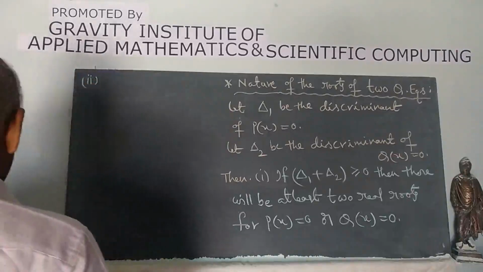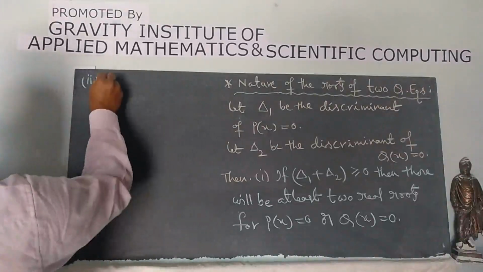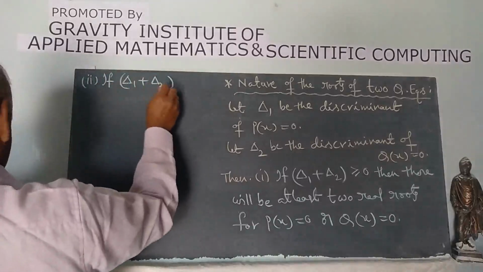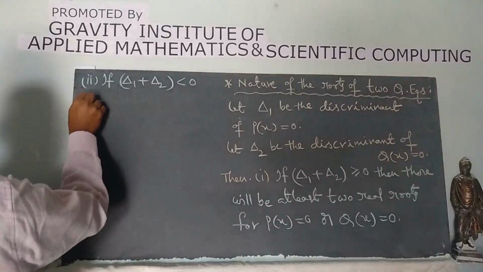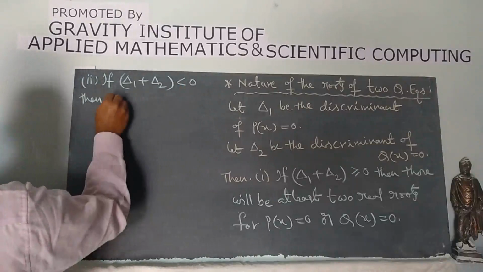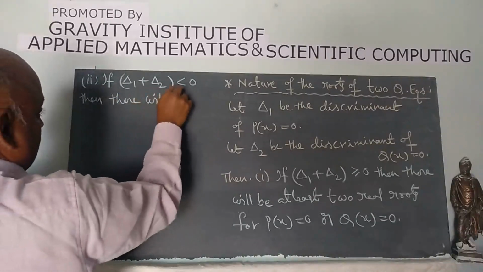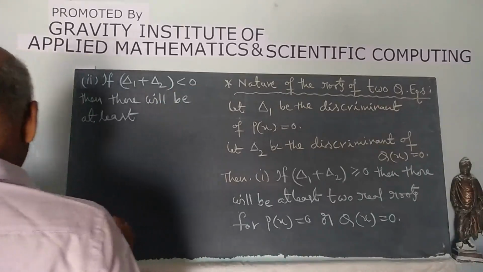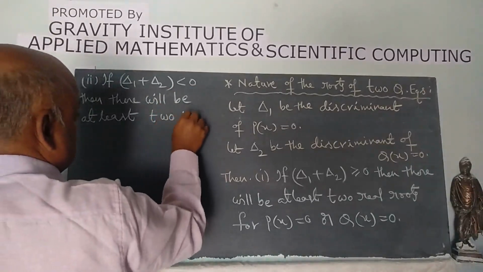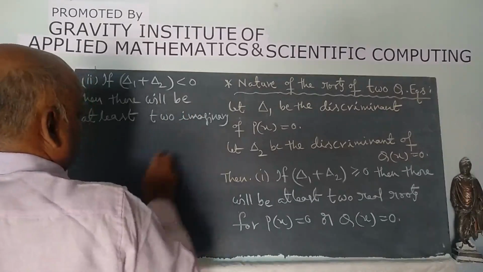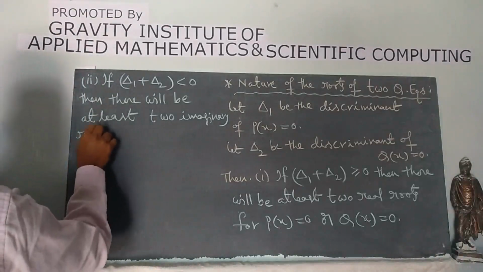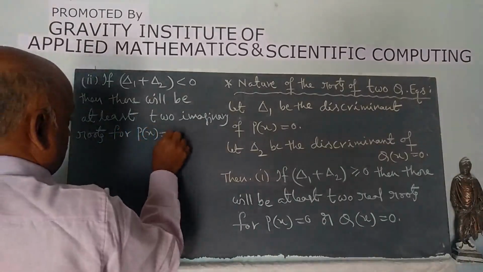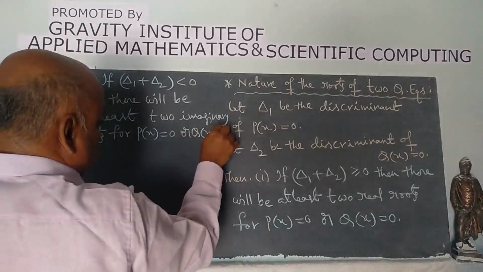Second subpoint, if delta 1 plus delta 2 is less than 0, then there will be at least two imaginary roots for p of x equal to 0 or q of x is equals to 0.